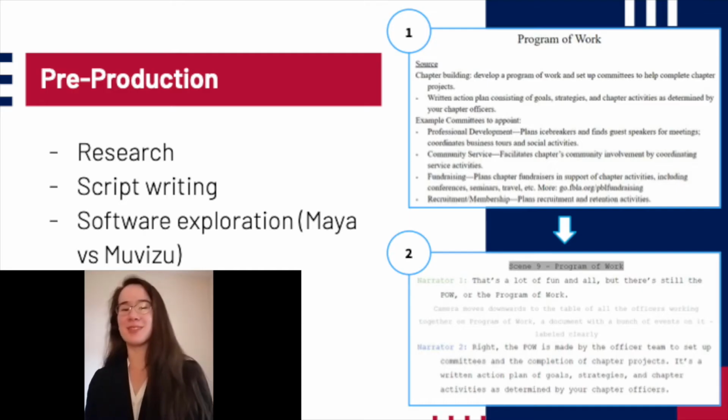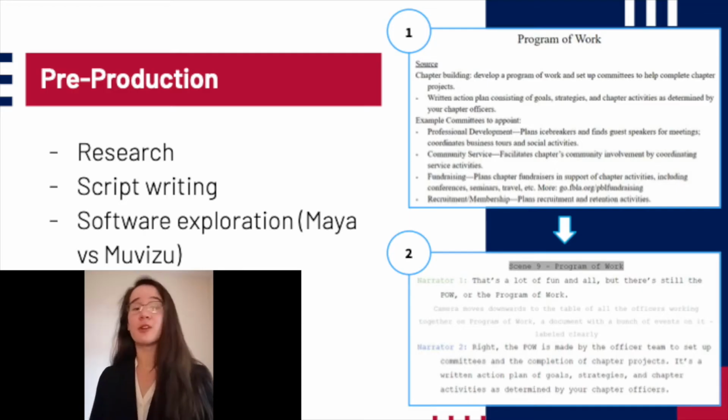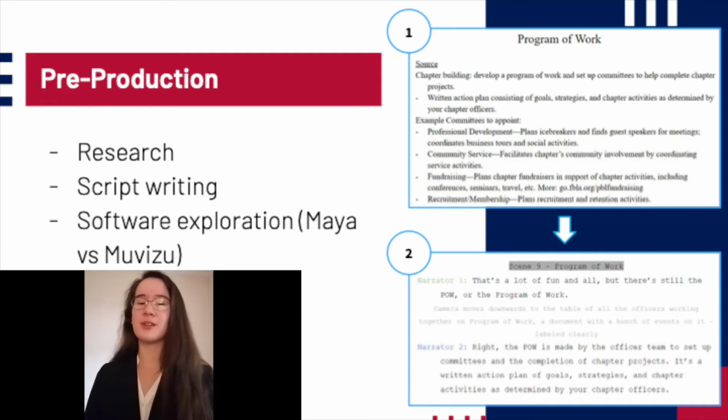For the pre-production stage of our 3D animation, we wanted to focus on research, script writing, and figuring out which software we were going to use. For research, we explored the FBLA website mainly to figure out what officer duties there were and what exactly the program of work was, and also figuring out any team building activities that were opportune.